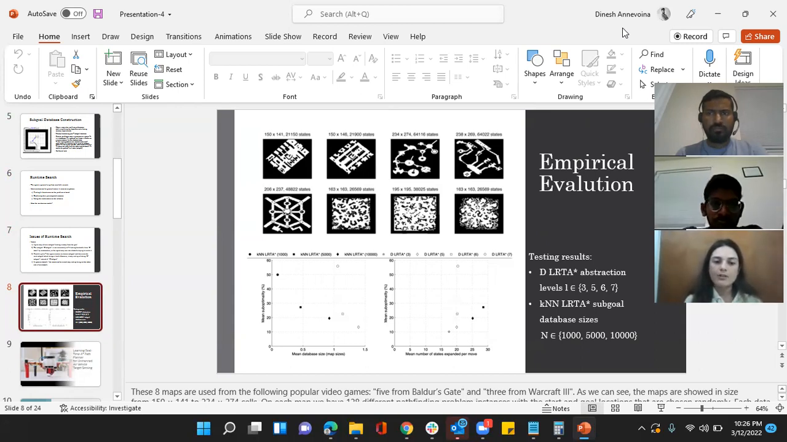And each data point is an average of 1,024 different pathfinding searches. Also, from the picture, we can see the testing results of the LRTA algorithm with level L of 3567, which is on the second picture. And then we can compare it with the KNN LRTA sub-goal database sizes, which are 1,000, 5,000, and 10,000.